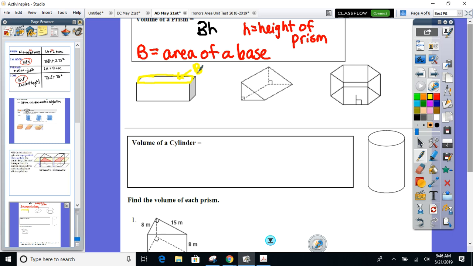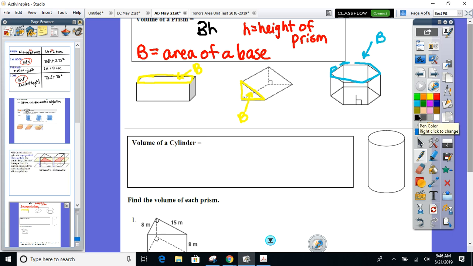What's the base here? Name the base here. Triangle. So whatever the area of that triangle is, that's big B. Base for this one. Hexagon. So you would have to find the area of the hexagon, and that would be big B. Okay?